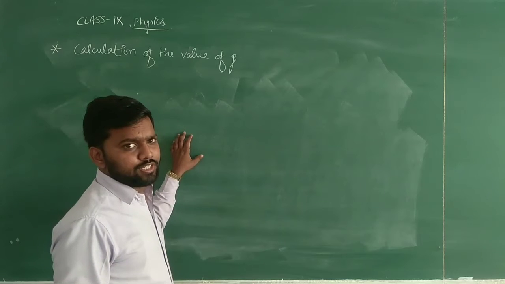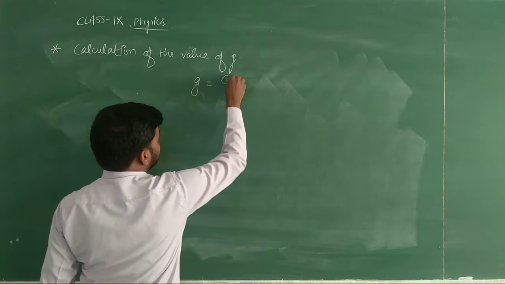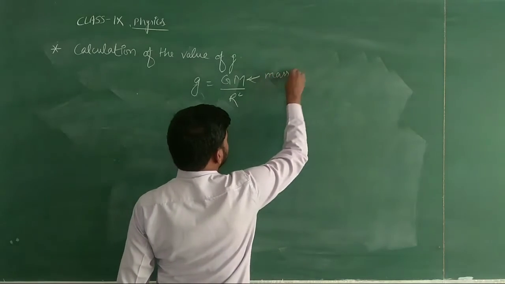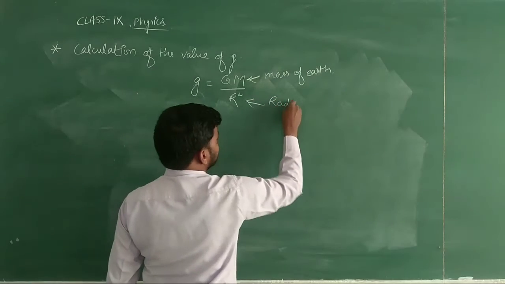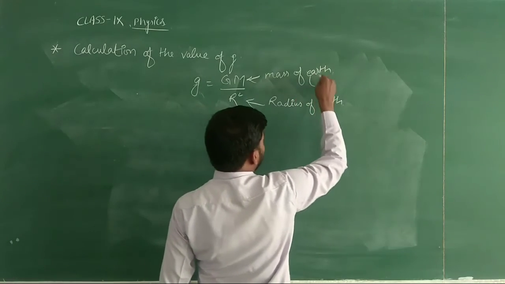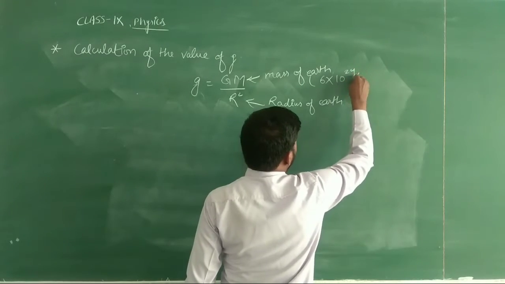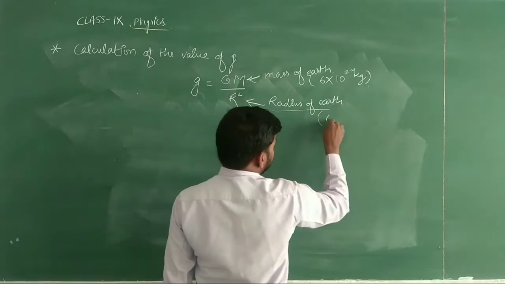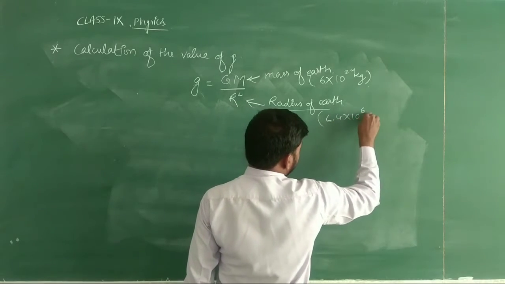Calculate the value of g, that is 9.8. We know the formula of small g: g equals GM upon r square, where M is the mass of the earth and r is the radius of the earth. We know the mass of the earth is 6 into 10 to the power 24 kg, and the radius of the earth is 6.4 into 10 to the power 6 meter.